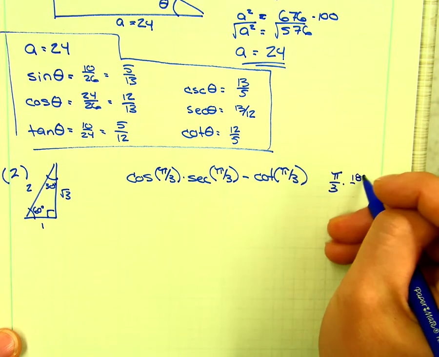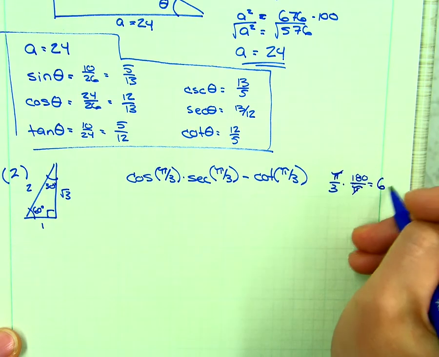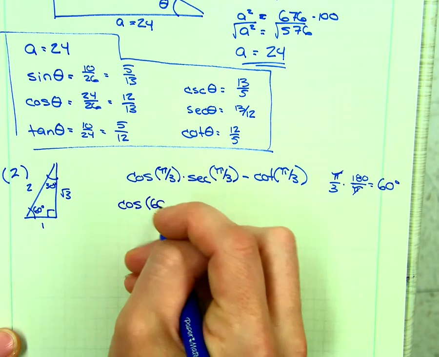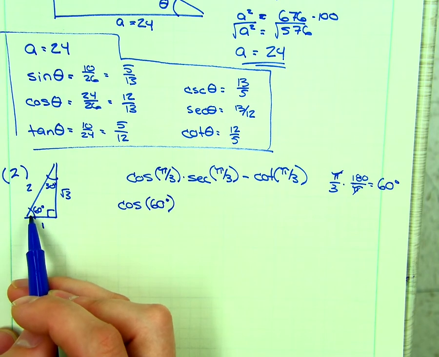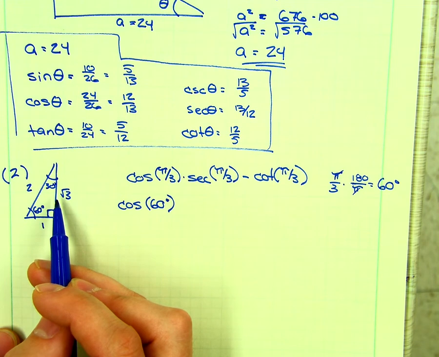So I multiply by 180 and I divide by pi. The pi's cancel. 180 divided by 3 is just going to be 60 degrees. So the first thing I need to find is the cosine of 60 degrees. So I'm at my 60 degrees. I remember from SOHCAHTOA, cosine is the adjacent over the hypotenuse.